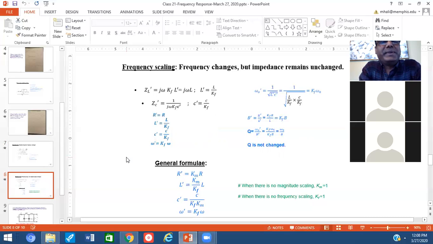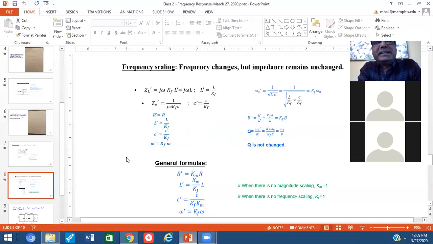So everybody see that I have started by writing ZL prime, and in the bottom, I have written j omega KF into L prime. But finally, I have equated it with j omega L, because that is my goal, that the impedance magnitude will not change. This means L is getting changed: L prime is L over KF. So everybody, could you follow that first expression? Yep.